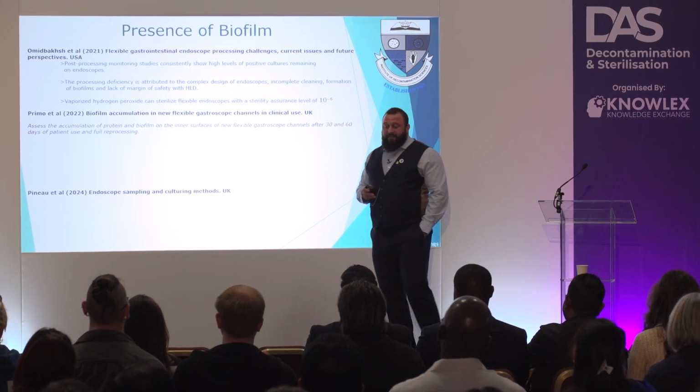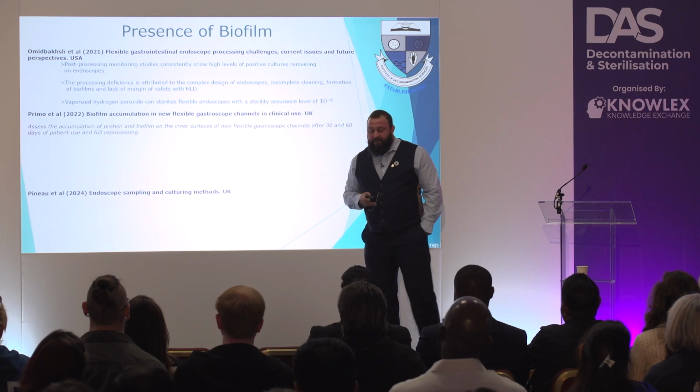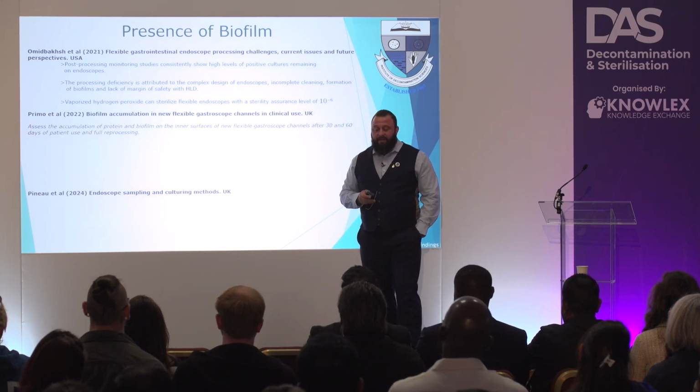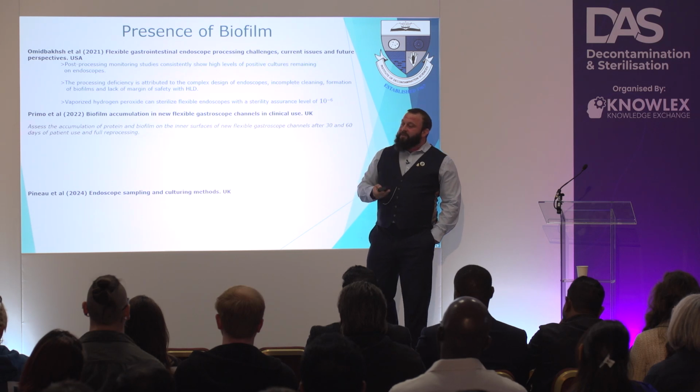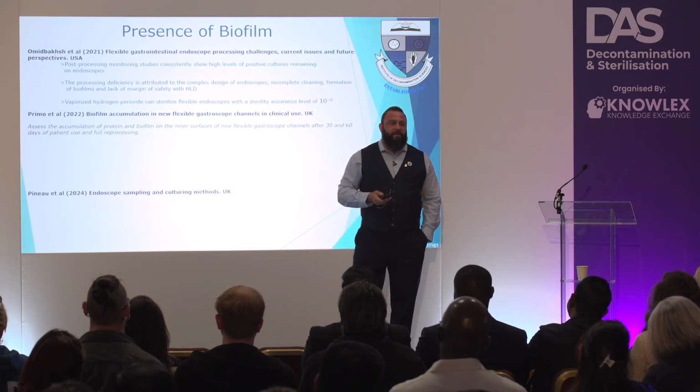They went on to say vaporized hydrogen peroxide can sterilize flexible endoscopes with a sterility assurance of 10 to the minus 6. So that's the 6-log reduction we need to achieve sterilization. So that was a study where they're promoting low-temp sterilization for endoscopes.